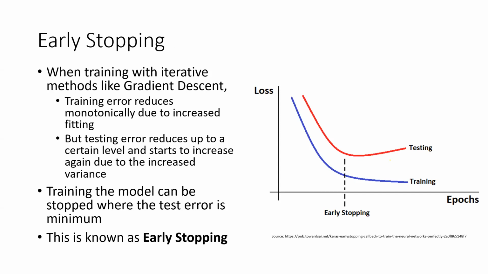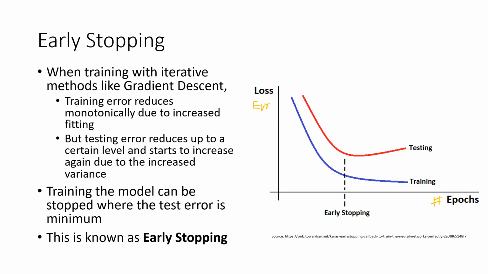And this is early stopping. Early stopping means that the testing error would be like this, and the training error would be like this. This is the number of epochs, or number of iterations, and this is the loss or the error. Loss is a measure of error, you know it, right?